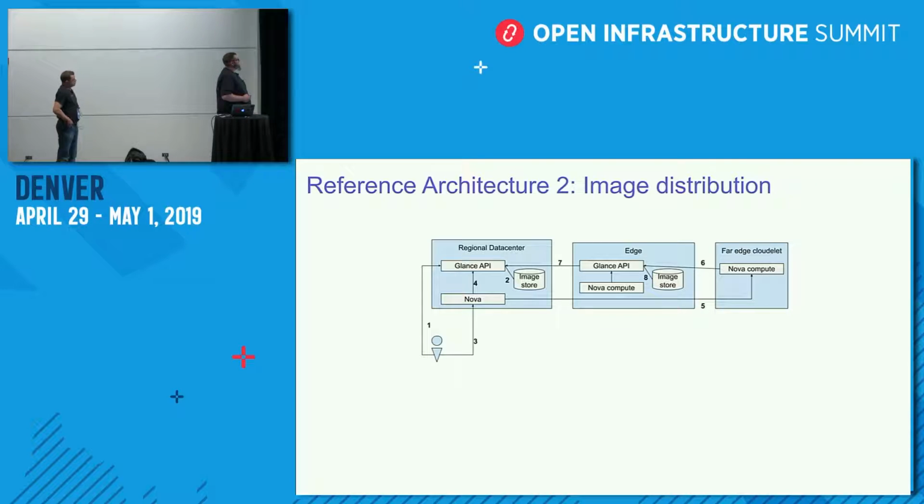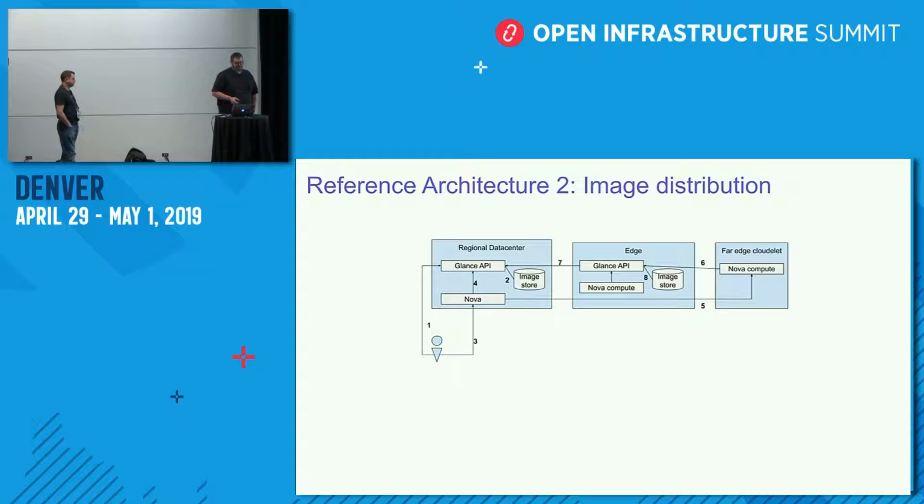If a user wants to boot in the far edge, again, they call Nova in the regional data center. That is passed along through the edge site to the Nova Compute node that's running on the hypervisor in the far edge site. Same thing as before, where it calls back to Glance to get its image. Glance calls back to the regional.